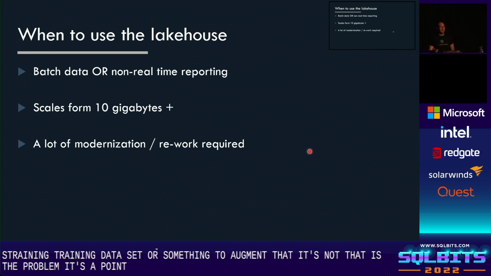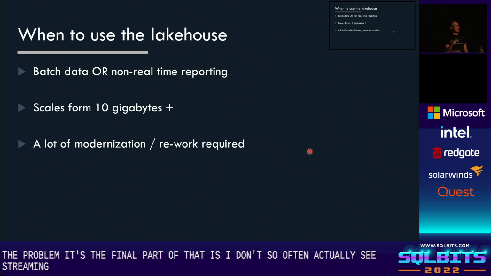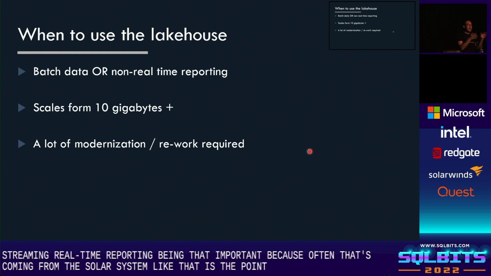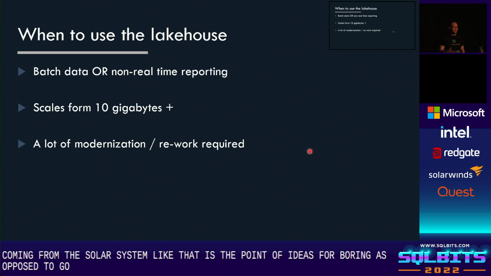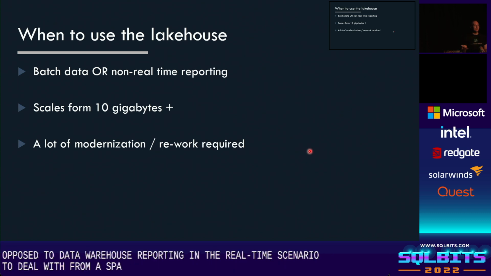The funny part of that is I don't so often actually see real-time reporting being that important, because often that's coming from the source system. That is the point of ODS reporting as opposed to data warehouse reporting. Certainly if you are in the real-time scenario, Databricks is a little bit neater to deal with from a Spark point of view than some of the other technologies.